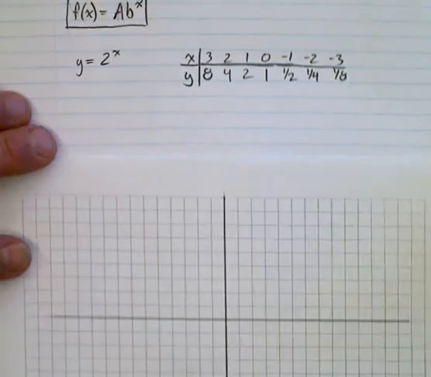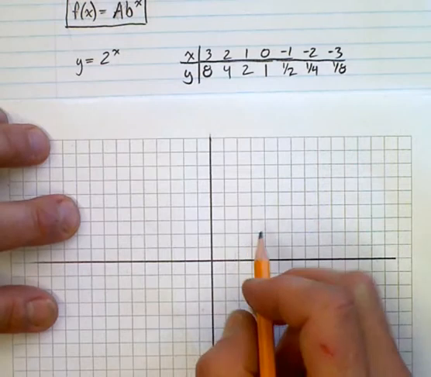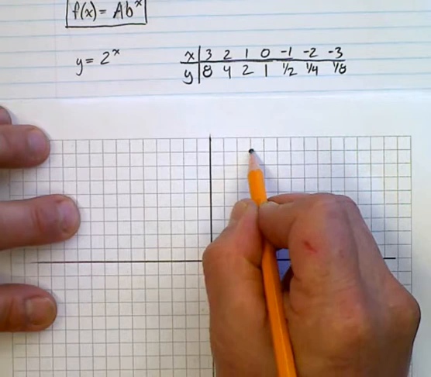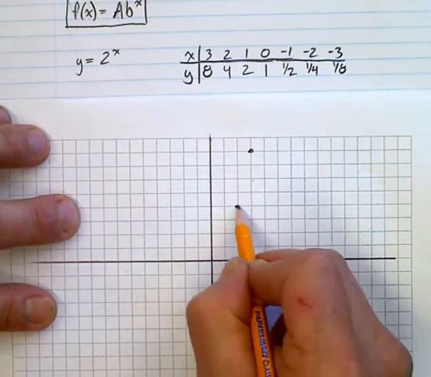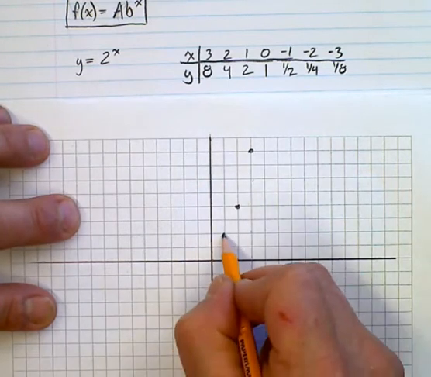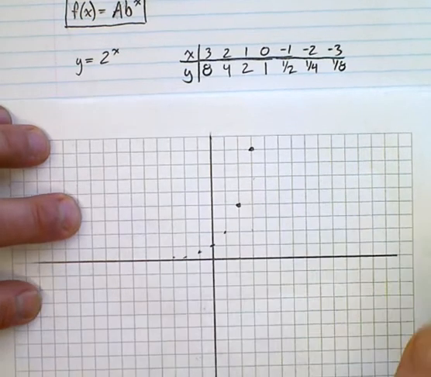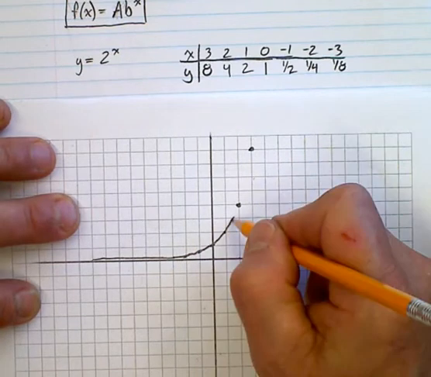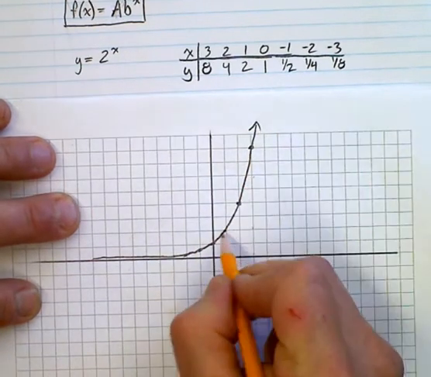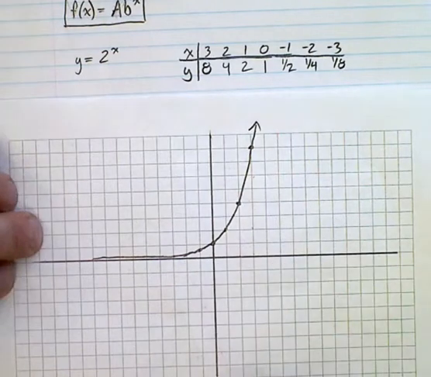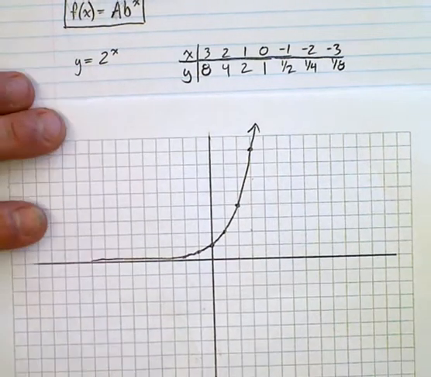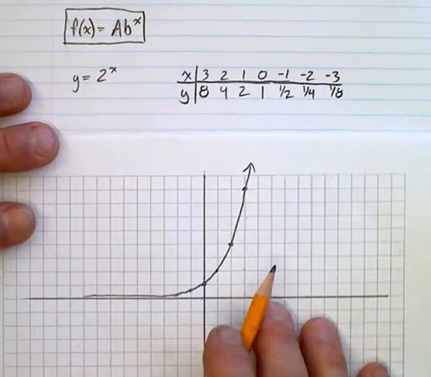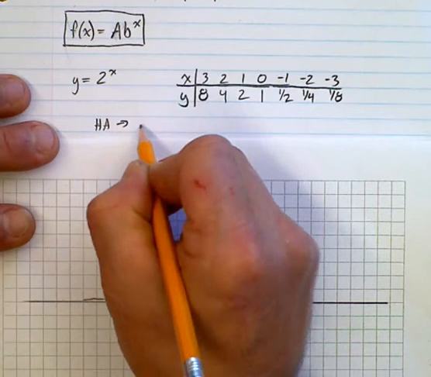Now, if we were going to graph this on an x-axis, if I go to 3, I'm up at 2, 4, 6, 8. If I'm over at 2, I'm up at 4. If I'm at 1, I'm at 2, 0 is 1, then 1/2, 1/4, 1/8. So what you're hopefully going to see is that you have a graph that goes like this, okay? And it has a horizontal asymptote at y equals 0. So this has a horizontal asymptote at y equals 0.